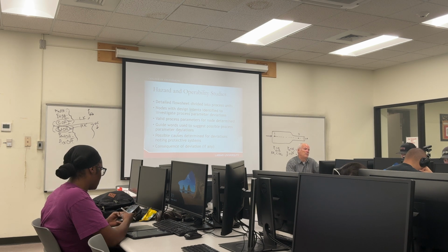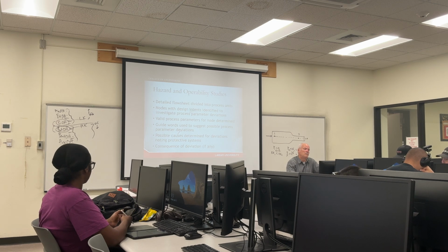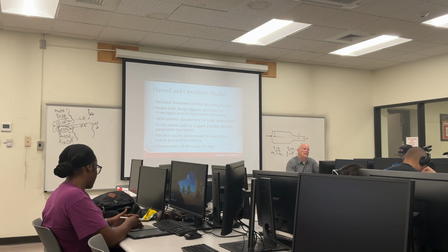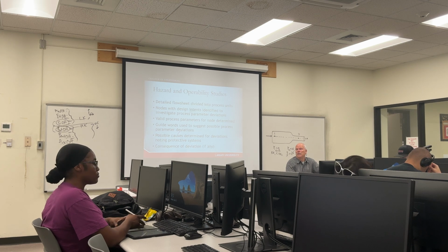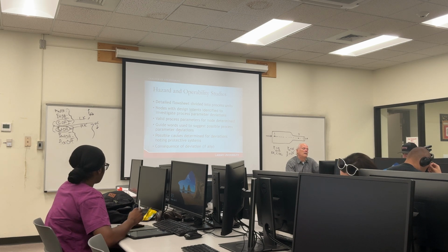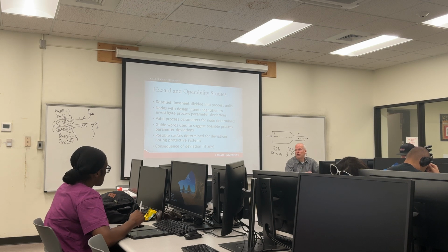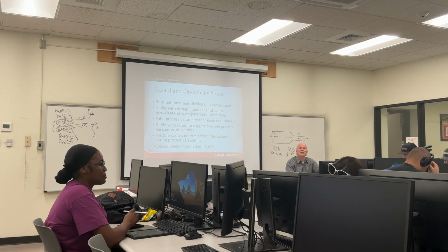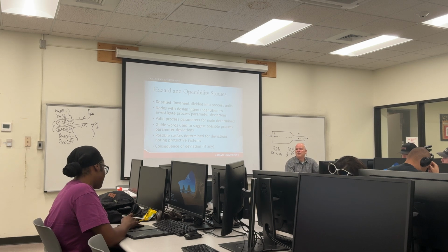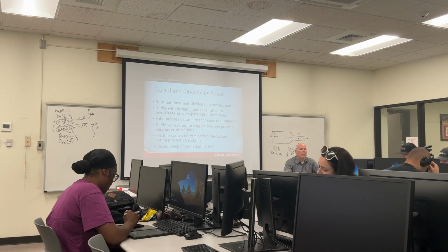This is how a real HAZOP is done. You get a detailed flow sheet, which is a P&ID diagram, and then you divide it into process units, and you divide that into nodes with design intents to investigate parameter deviations. And they've got guide words, and you have to come up with possible causes. Those are your scenarios. And then the consequence of the deviation, if it happens, is coming up with the hazard. So you're saying, these are the scenarios and these are the hazards that could result. Okay, that's what hazard and operability studies are.